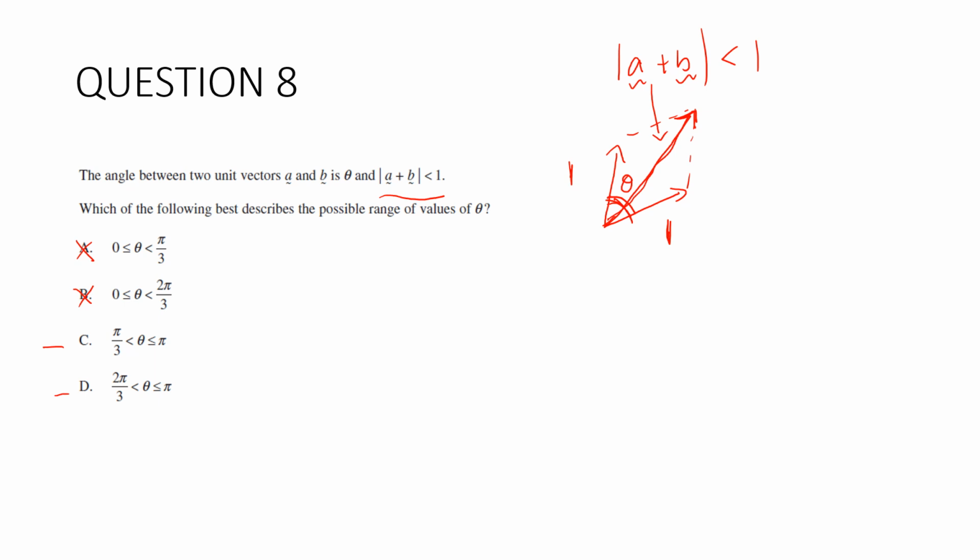But what about C and D? So if I put my vectors like this, for example, there's my parallelogram here, that's what I'm wanting. So that's 1 and that's 1, and I want this to be 1. Remember, that's 1 and that's 1. So these are equilateral triangles. This angle is going to be pi on 3, and this one will be pi on 3. And so, in order for this to be length 1 or less, we need an angle of 2 pi on 3 here or more. The answer is D.